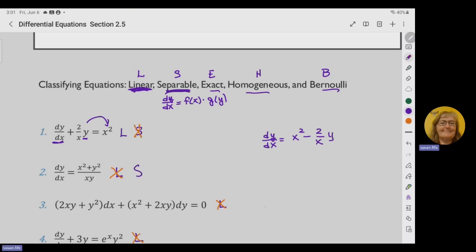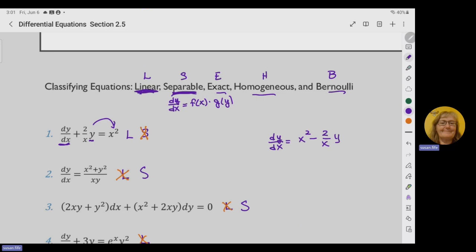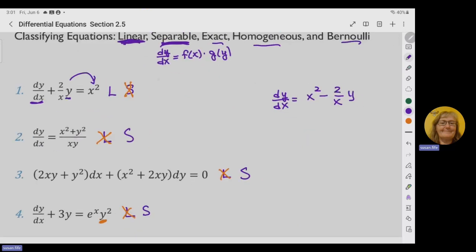I'm just going to put s's there, and then we'll go and cross out the s if we need to. Let me do the rest as well. Exact, homogeneous, Bernoulli. On an in-person test, I give you those letters and you circle all the ones that apply. For an online test, it'll be multiple choice and you check each one that works.